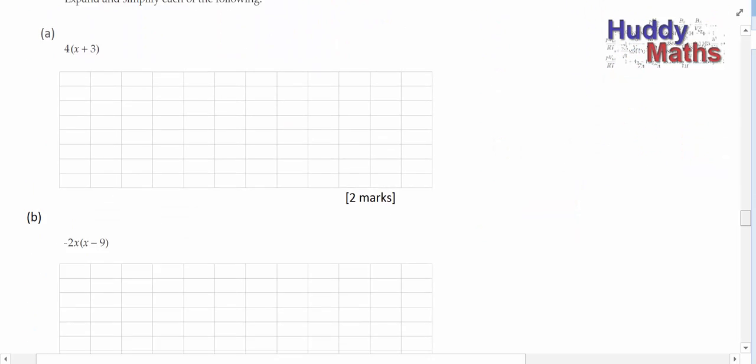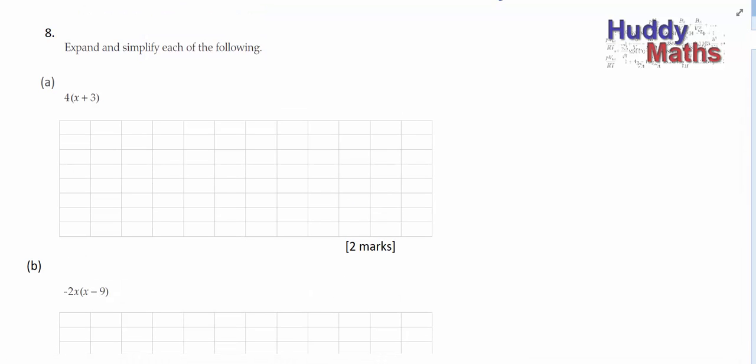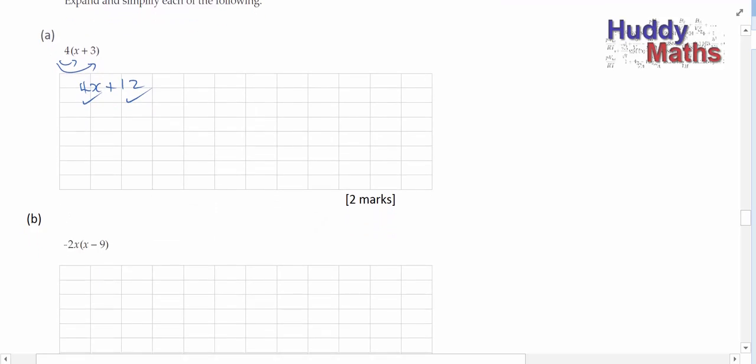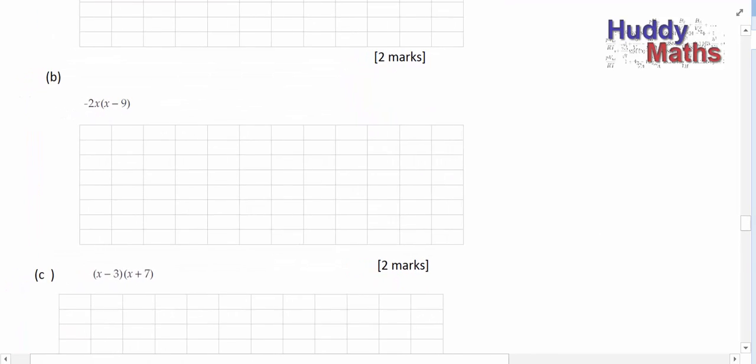So question 8, simplifying this, then fairly straightforward first one. 4 times x and 4 times 3, so it comes to 4x plus 12. Okay, so we'll just give 2 marks there, easy 2 marks there. Year 8 or 9 question there. Now neg 2x by x is neg 2x squared. Positive by negative is a negative. So negative by negative here is 18x. So there's a negative by a positive is a negative. Okay, so again, 2 marks there.